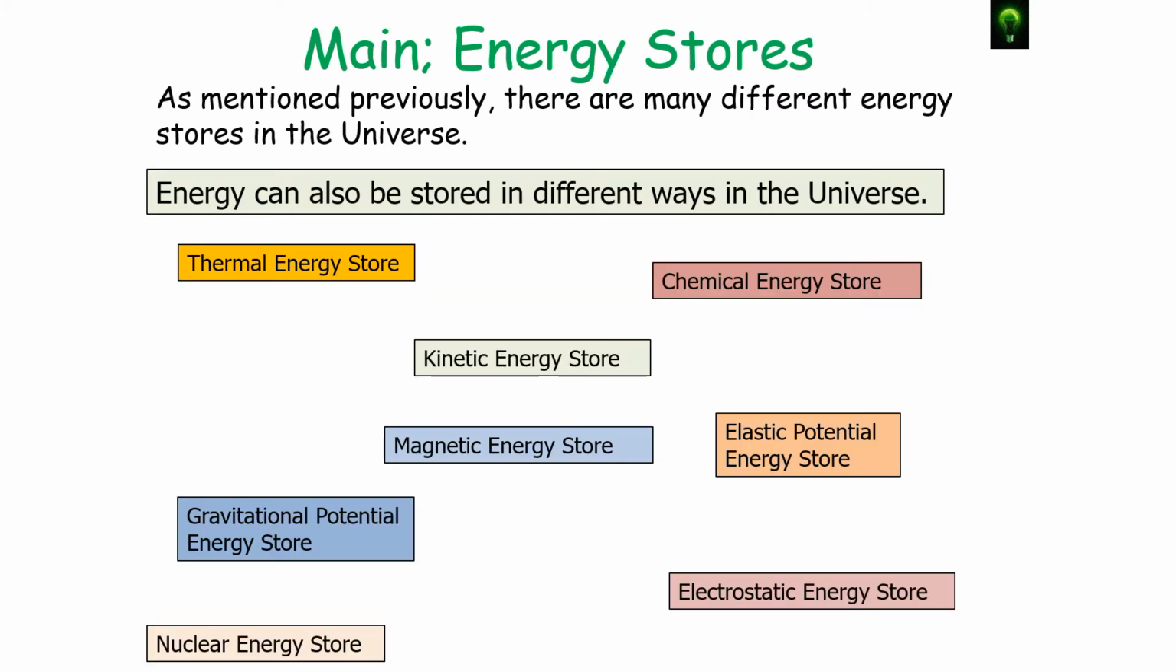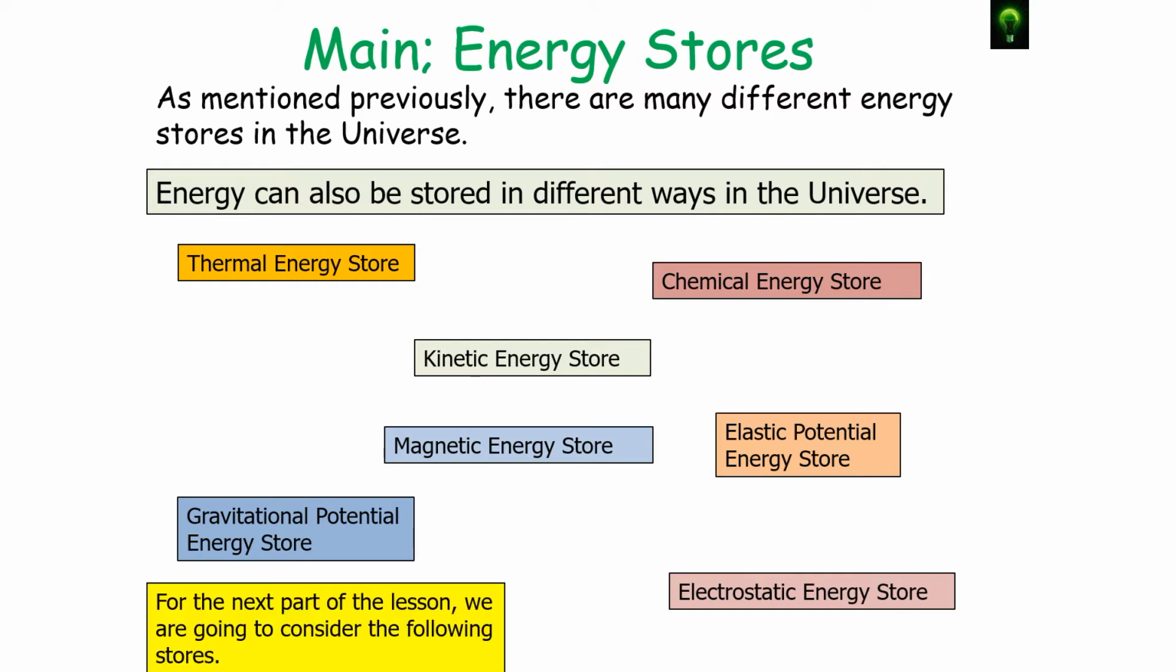Now, as mentioned previously, there are many different energy stores in the universe. Energy can be stored in many different ways, from the thermal energy store to the kinetic energy store to the chemical energy store to the electrostatic energy store to the nuclear energy store to the gravitational potential energy store to the magnetic energy store, and finally the elastic potential energy store.